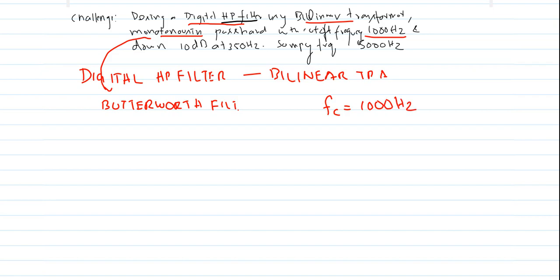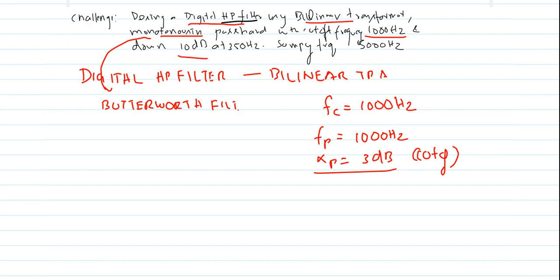Whenever cutoff frequency is given, I take it as fp, 1000 Hertz. And whenever the word cutoff frequency comes, it means alpha p is equal to 3 decibels. That is the meaning whenever you mention it as cutoff. Then alpha s is given as 10 decibels, and the corresponding fs is given as 350 hertz.